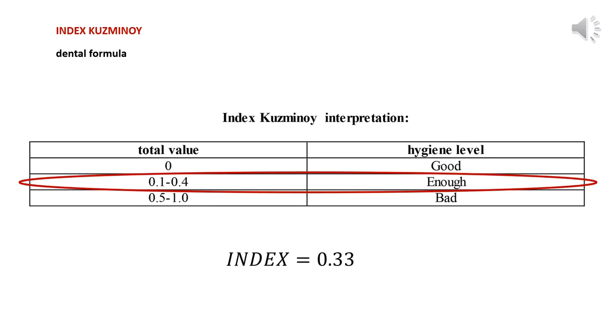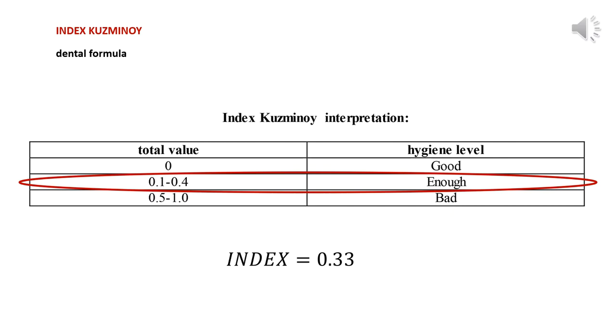Then we open the interpretation table. There are two columns in the table. The first column is the result you get, its name is total value. The second column is the interpretation of the index, the hygiene level. There are three rows in the table. Each total value meets a hygiene level.